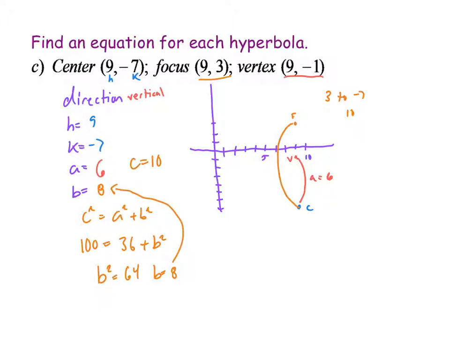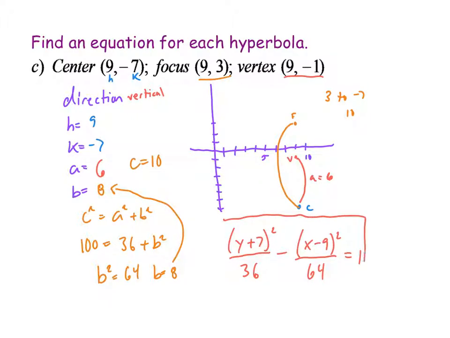All right, so that means we know everything. We're going to be using the vertical equation, which starts off with y. So y minus k, so y plus 7 squared over something, minus x minus h, so x minus 9 squared over something. That's going to be 1. And then A should go into the first thing, so A is 6, so 6 squared, 36. B should go into the second thing, so B is 8, so 64 under the second fraction. And there is our equation.